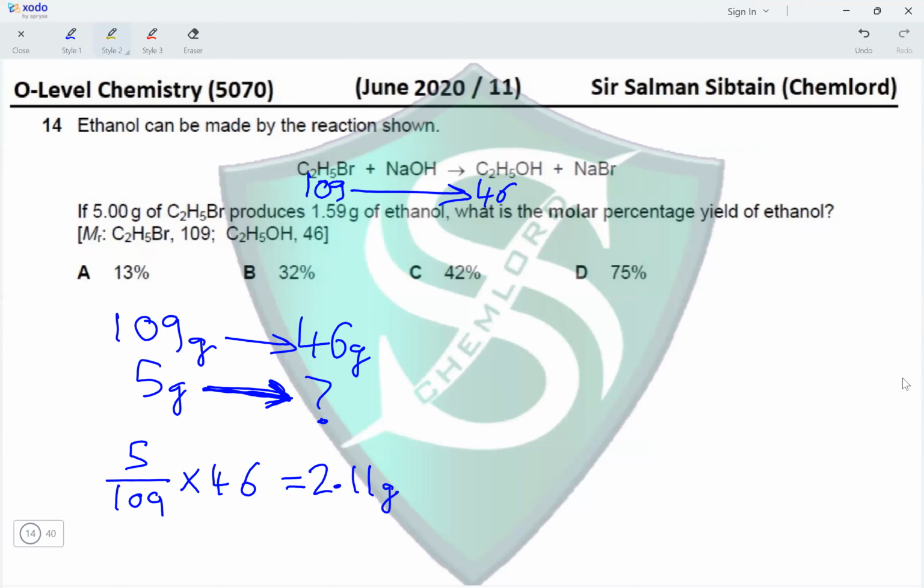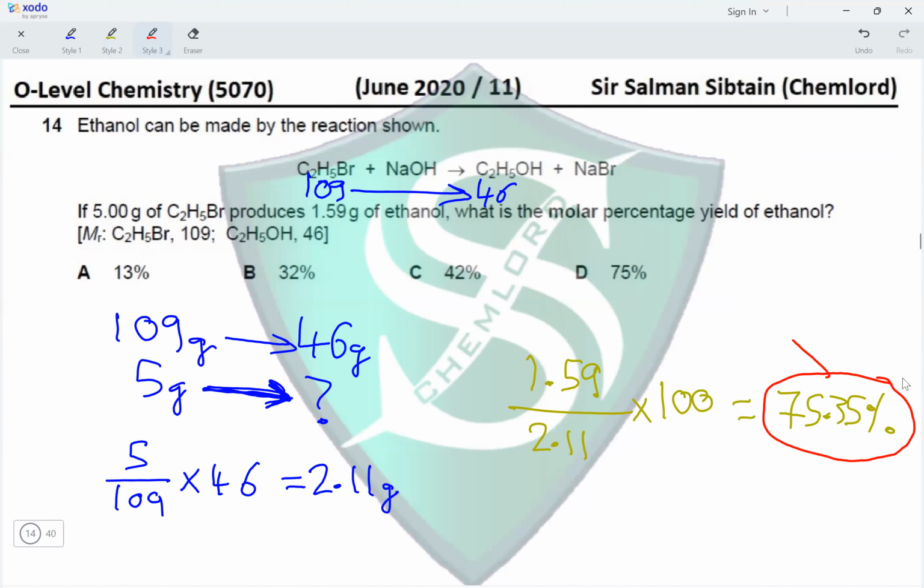Now, they have said that 1.59 grams of ethanol have been obtained. So 1.59 are produced. However, 2.11 were supposed to be produced. So this into 100 will give us the percentage yield of ethanol. So this gives us a value of 75.35%. Looking at the options given, this makes option D the correct option for this question.